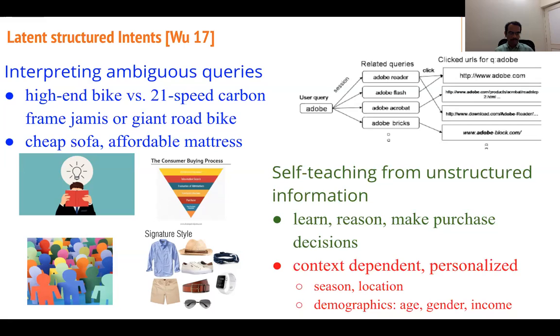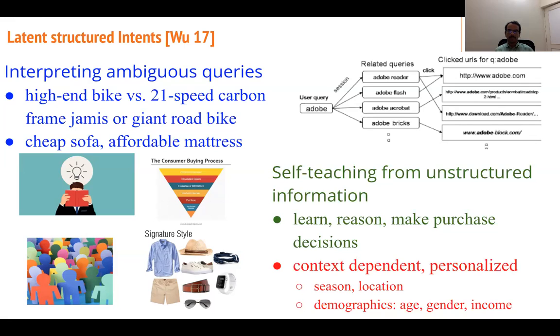So users express their intent through queries in online shopping, and search result accuracy suffers if their meaning differs from user to user. For example, "camping equipment" or "birthday gift for daughter." So self-teaching from unstructured information: learn, reason, make purchase decisions. So that's the solution. What are the technical challenges?